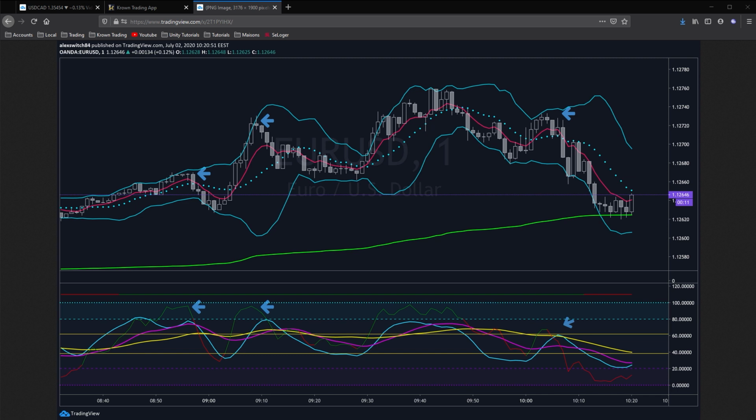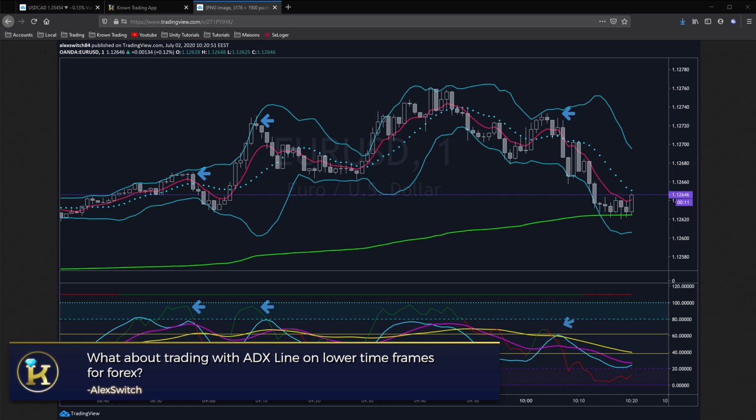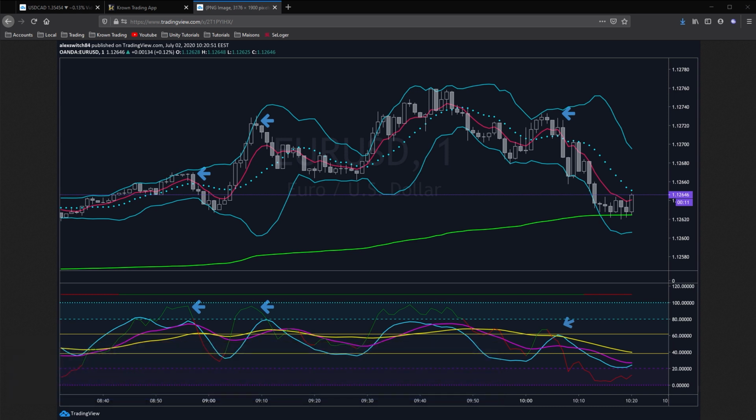This question is from Alex Switch. What about trading with ADX Line on low time frames forex? Okay, so what exactly is he talking about? So the ADX line on the Dual is this red and green line over there. So this is actually the Fibonacci line. It's basically an automatic Fibonacci curves that show you the retracement percentages. But the ADX in there is the green and the red.